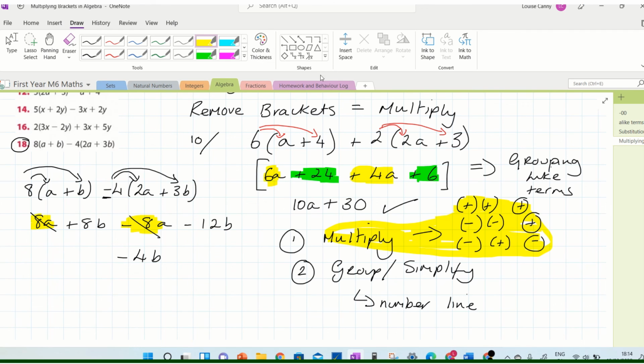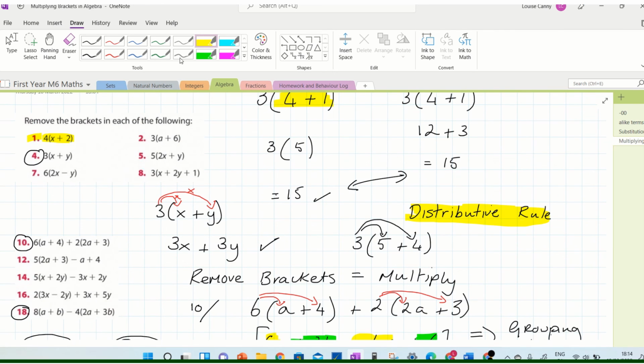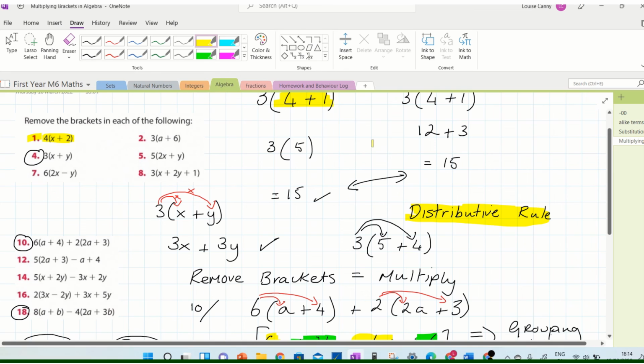So I hope that's helpful. That is a quick look at how to remove brackets or multiply out brackets in algebra.